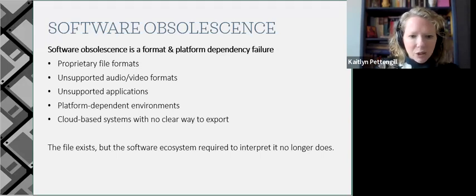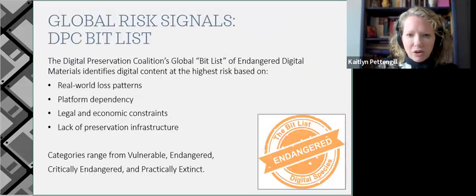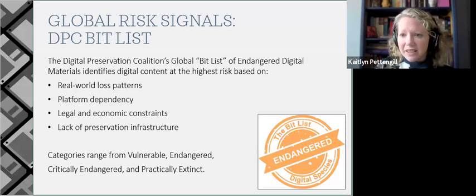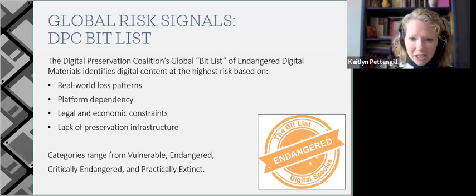So that kind of leads me in a little bit to the Digital Preservation Coalition's Global Bit List, which is something that I really enjoy. They have this list of endangered digital materials, which identifies the digital content that is at the highest risk. So it'll cover things like if it's proprietary or open source, if it depends on a particular platform, if there are copyright or legal constraints, or if it's very difficult to preserve. So they have categories from vulnerable, endangered, critically endangered, or practically extinct.